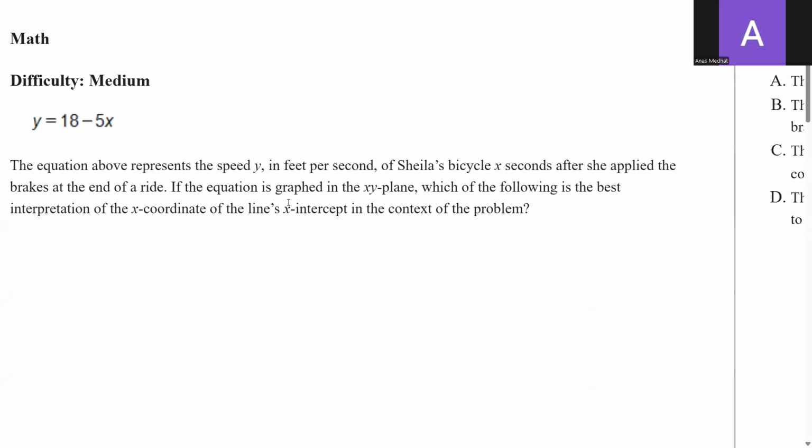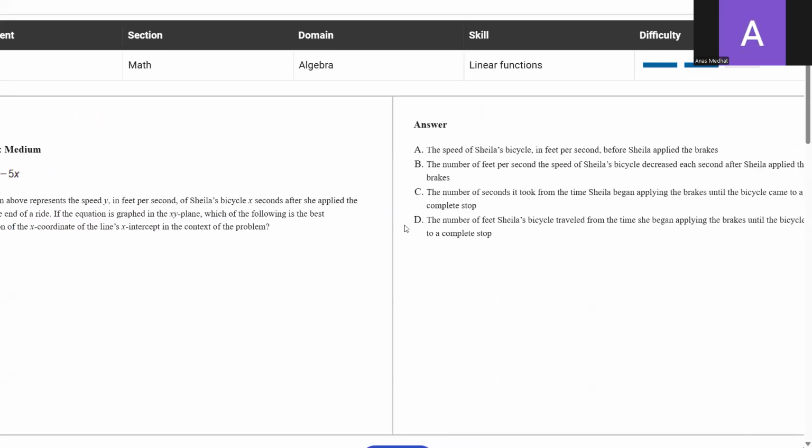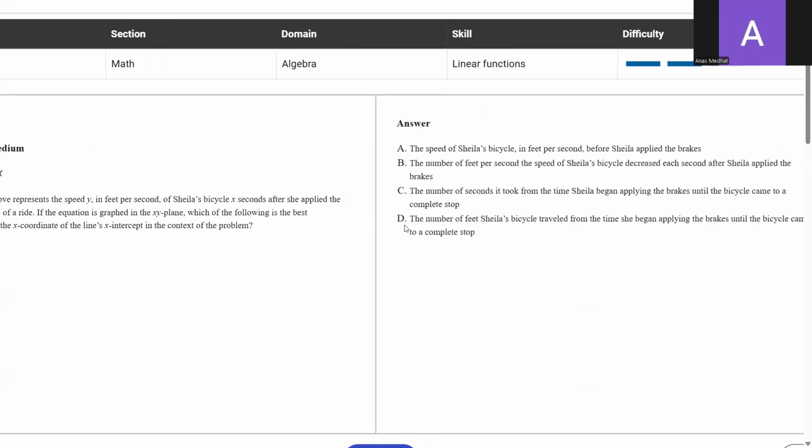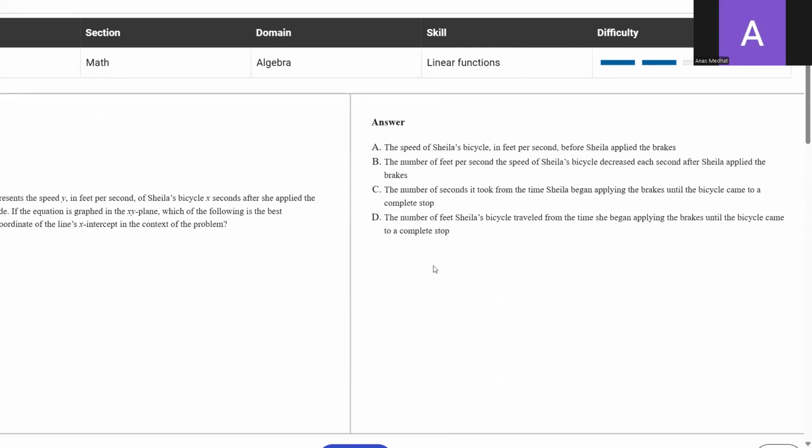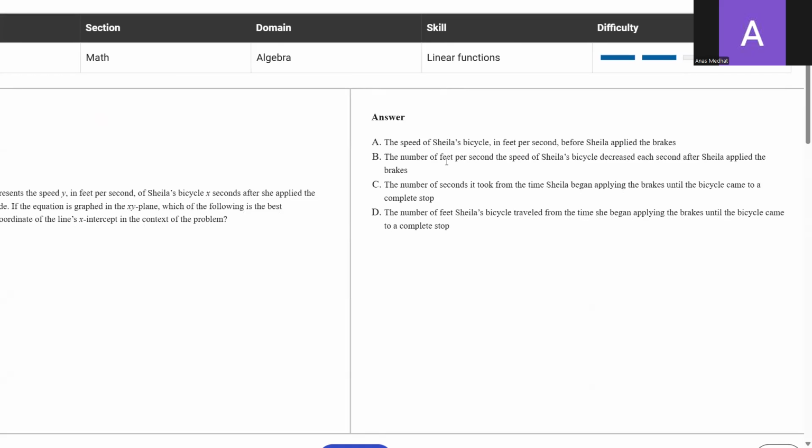The x-intercept is when y equals 0. Speed y in feet per second. Sheila's bicycle x seconds after she applied the brakes at the end of the ride. Let's read the answers. Speed of Sheila's bicycle in feet per second before Sheila applied the brakes. The number of feet per second. Okay, this is wrong.